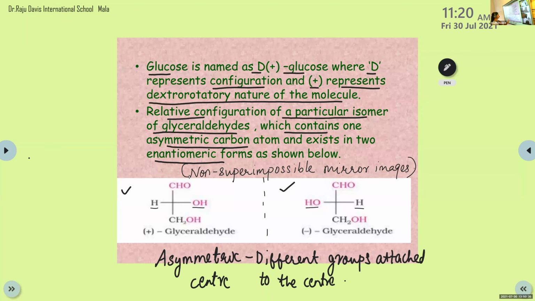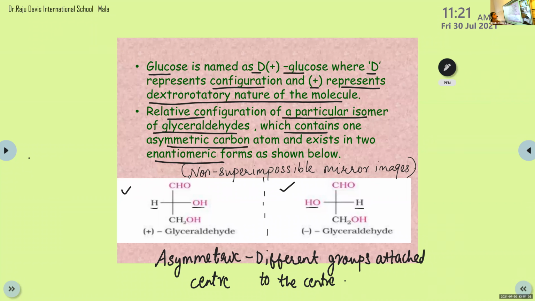So when you look at this example, in the case of glyceraldehyde, this is the structure of glyceraldehyde. Carbon with aldehyde group, OH group, then CH2OH, hydrogen. And there are two forms for this glyceraldehyde, this plus form and minus form. These two are considered as the non-superimposable mirror images. When you look at the first figure, hydrogen is on the left side, and in the next figure, hydrogen is on the right side. That means the change in position occurs.